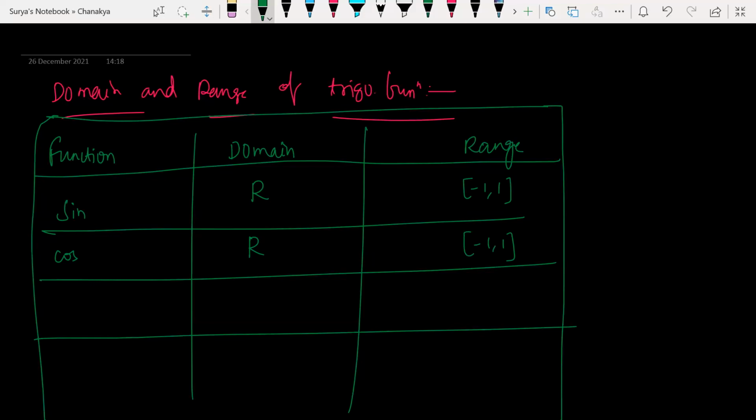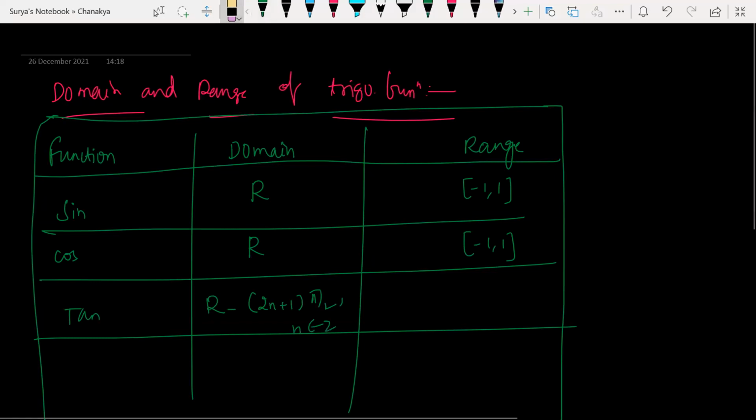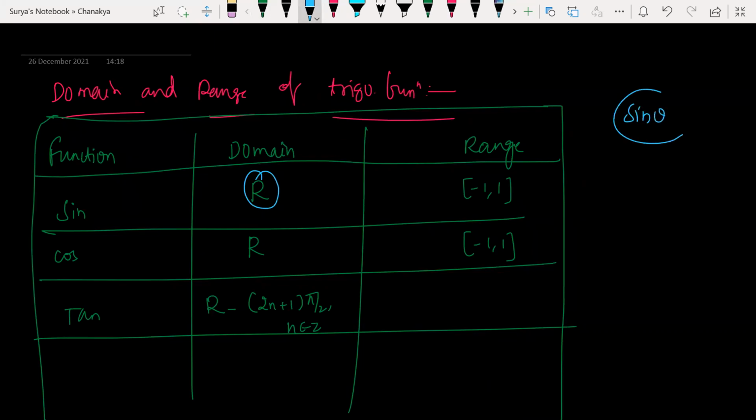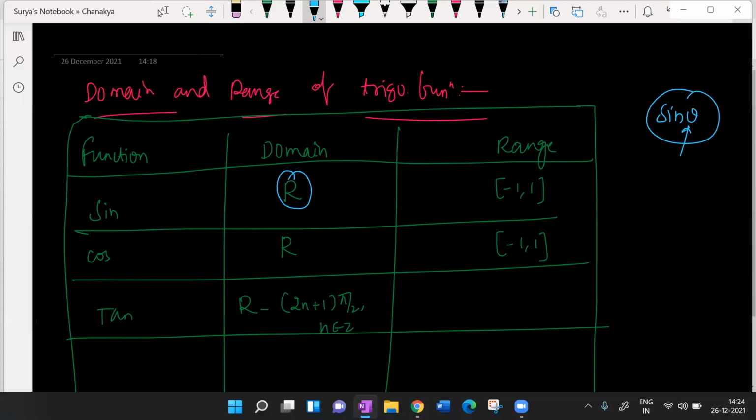-1 to 1 here. Now the tan function: its domain is R minus (2n+1) times pi by 2, where n belongs to Z. What is the meaning of this? Can anyone explain this? Look at this. For the sine function, if I have sine theta, whatever value you substitute in place of theta, it always gives you a valid answer. That is what domain is all about. Domain is nothing but the possible values of theta. Is it clear?